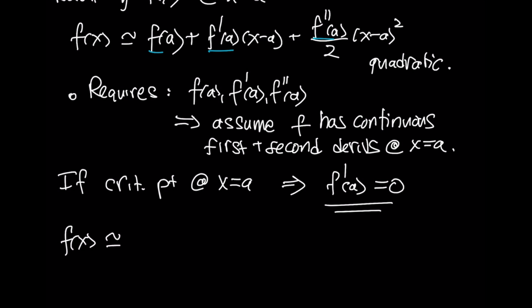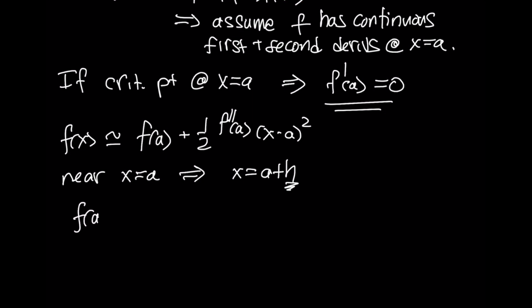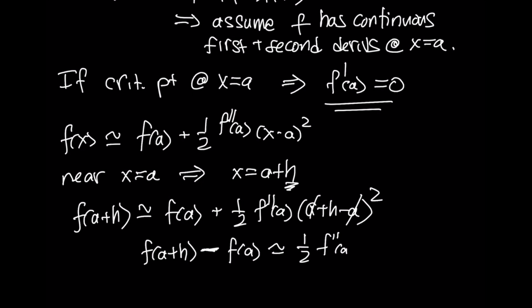The Taylor expansion of the function is approximately f of a plus 1/2 second derivative at a times x minus a squared. Now near x equals a, the point we're going to study is a plus h, where h is just some small number. If I were to plug this in as my location in the Taylor series, I'd have f of a plus 1/2 f double prime of a times (a plus h, subtract a), and the a is just going to cancel out there. At a nearby point, we could say that the difference in these two functions is approximately 1/2 times the second derivative at that point times h squared.